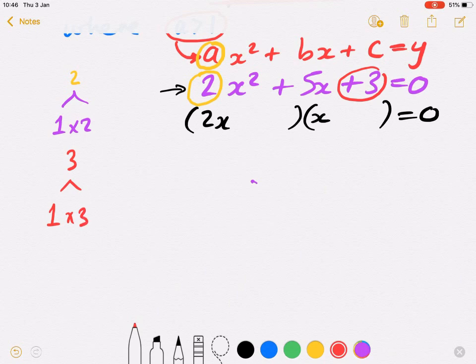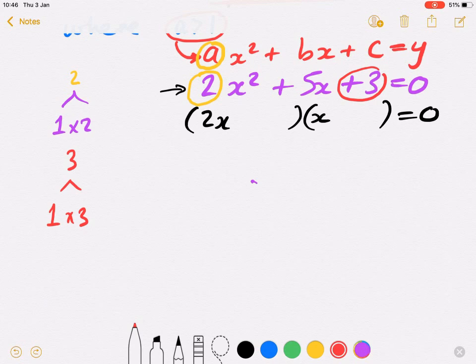Now, unlike in the previous question, we can't just put the plus 1 here and the plus 3 there, in any particular place. We have to put them in a particular order so we can make our plus 5x. So that's the bit that we have to do trial and improvement with. I'm just going to remove those numbers for the moment because I put them there just for demonstration purposes.